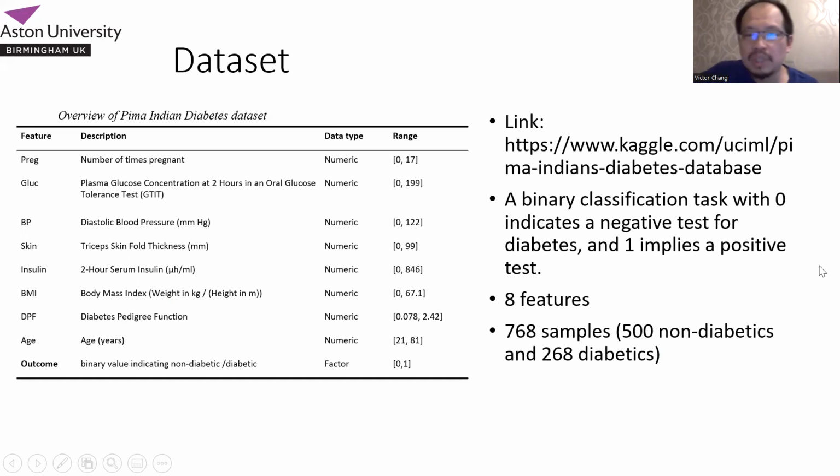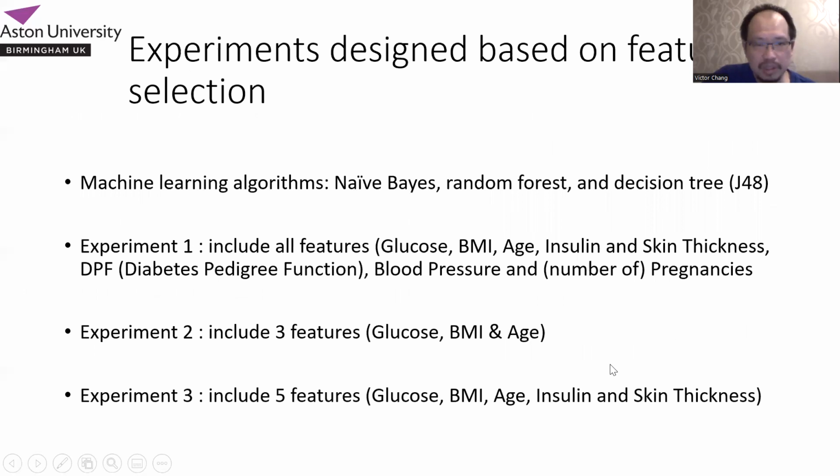So we have a binary classification task, with 0 indicating a negative test for diabetes and 1 implying a positive test. So there are 8 features and 768 samples. There are 500 non-diabetes patients and 268 diabetes patients.